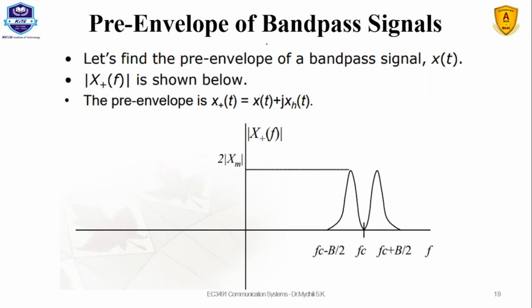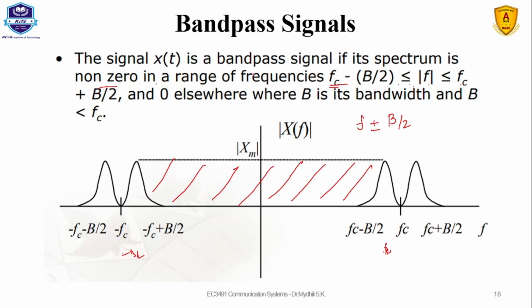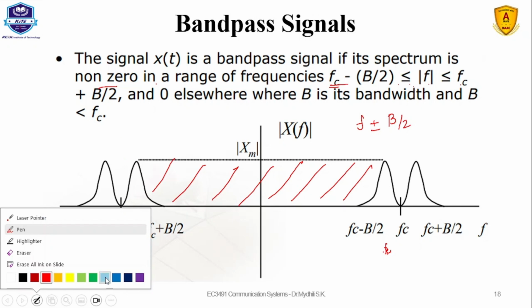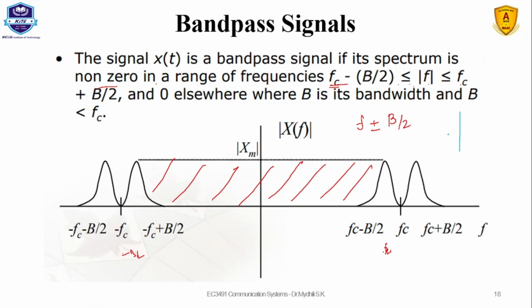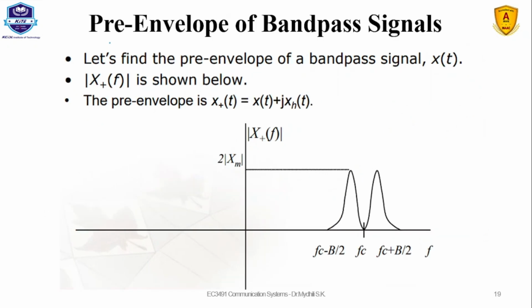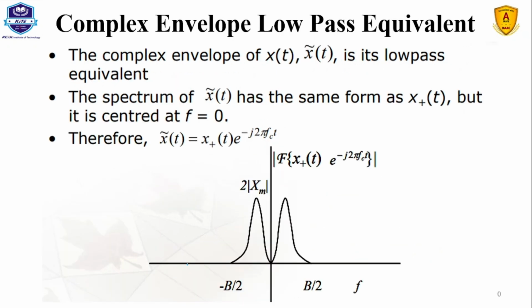So what is the pre-envelope of the bandpass signal? The bandpass signal is defined over the whole frequency range. But what is the positive pre-envelope? We know it is nothing but one which has the spectrum only on the positive side. Hence you can see that the positive pre-envelope of the bandpass signal is defined only on the positive side of the bandpass signal. So only the positive region is considered, and this shows the positive pre-envelope of a bandpass signal.